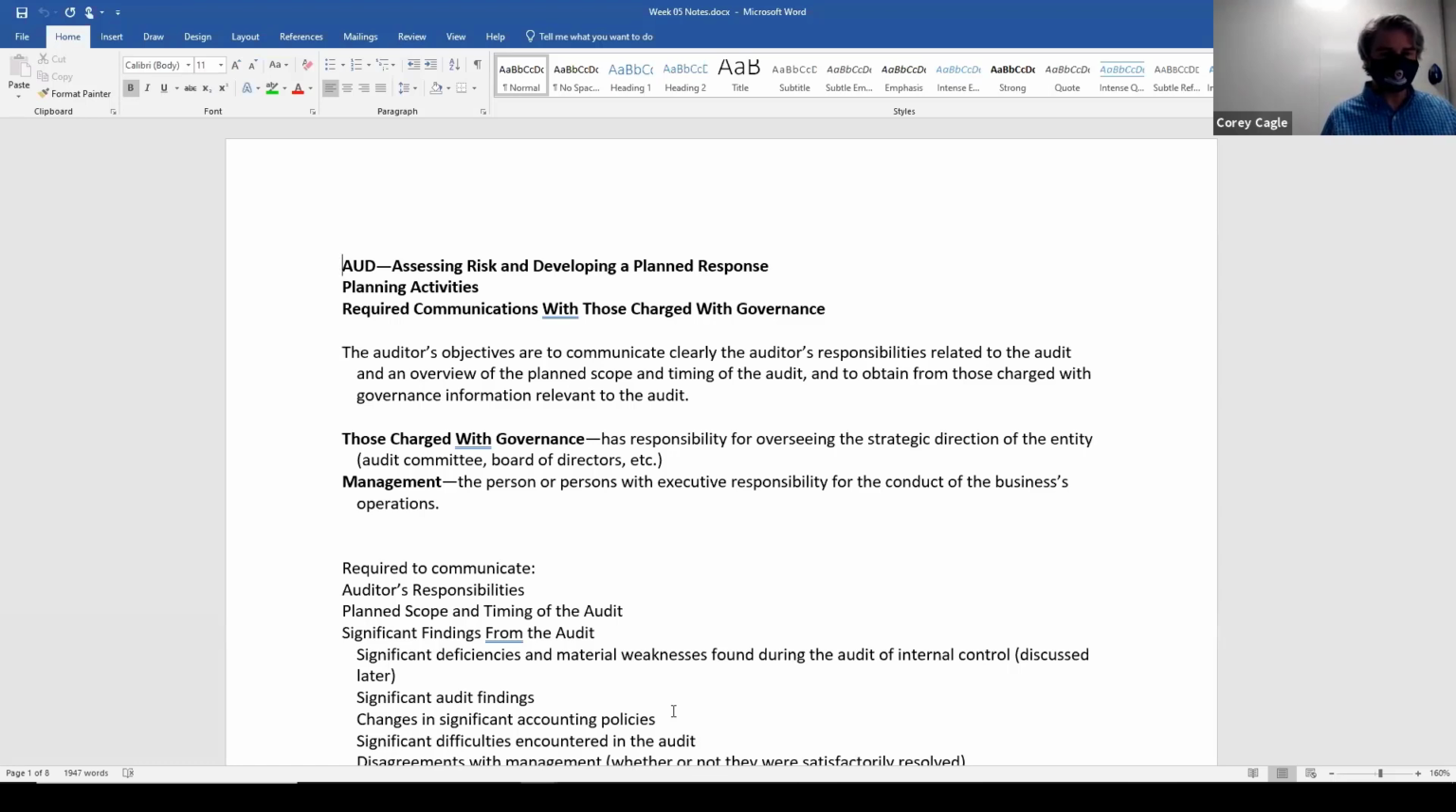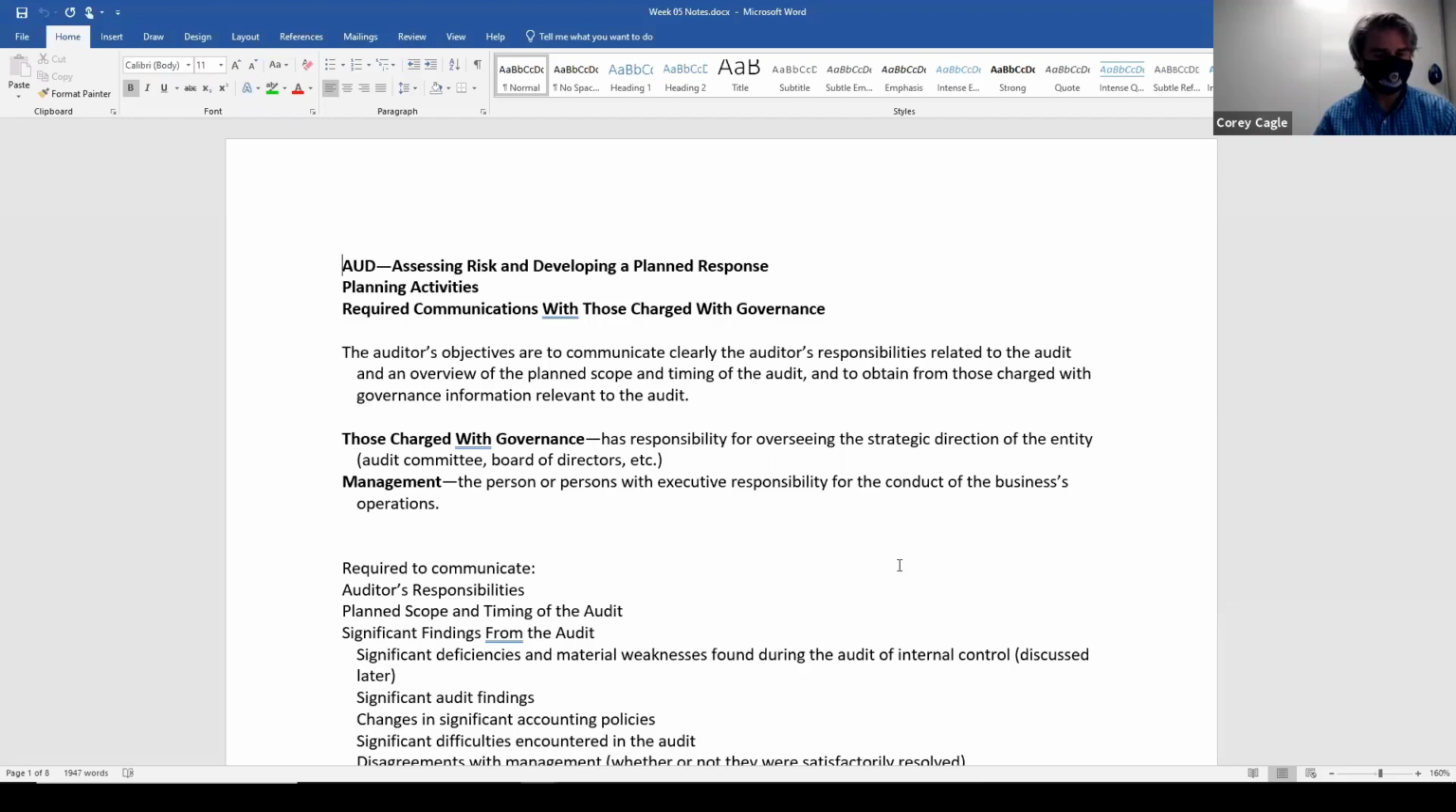A lot about things you're required to communicate. So, you know, that's just kind of a list of things, and really not much of a list of things because most of it's kind of obvious. So this section is required communications with those charged with governance, audit committee, board of directors, whatnot. Of course, I guess we got PCAOB communications coming up, but essentially the same.